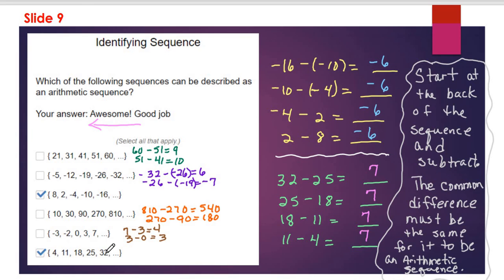Now this one, as you can see, is already marked, and that is this one. And so I'm starting at the back and subtracting. 32 minus 25 is 7. 25 minus 18 is 7. 18 minus 11 is 7. 11 minus 4 is 7.